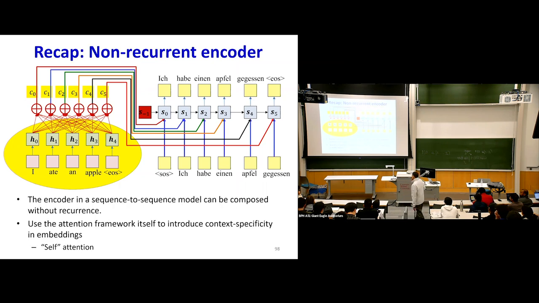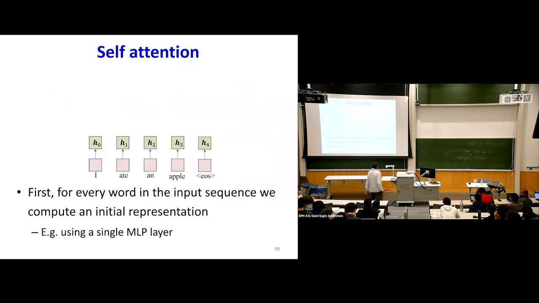And the way I will do it, I will perform something called self-attention, right? So this is what we would do. For every word in the input, I'm going to use some mechanism, like maybe a simple MLP, to generate a local representation for the word, okay?